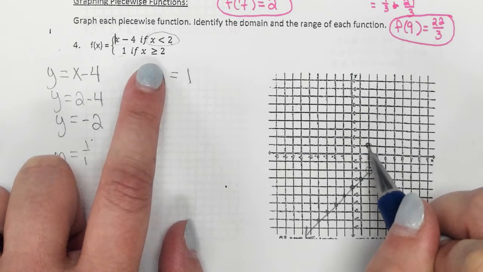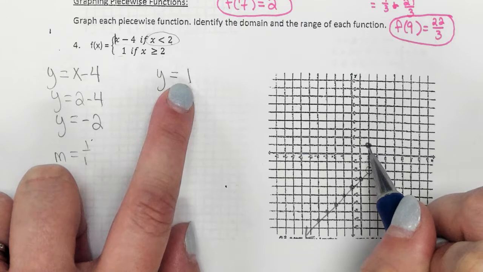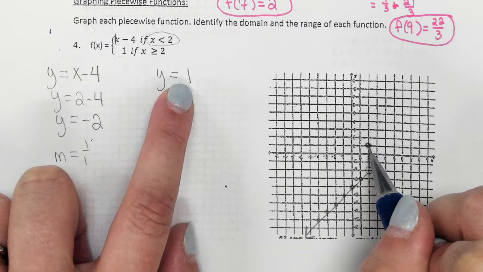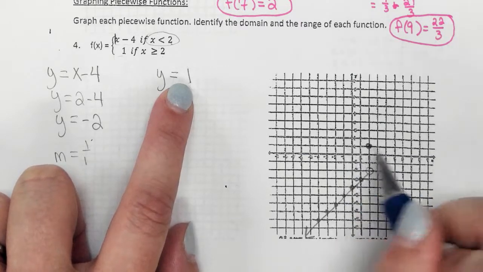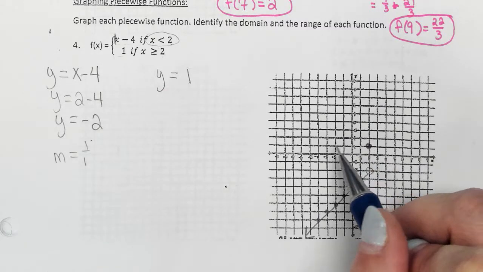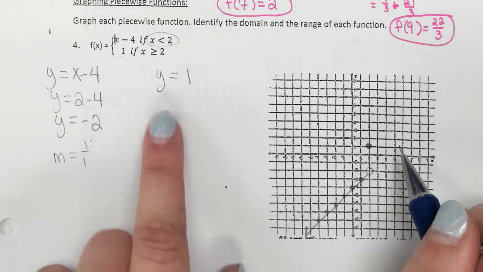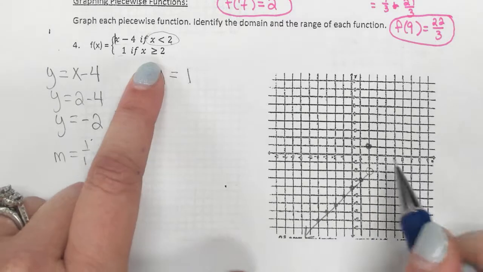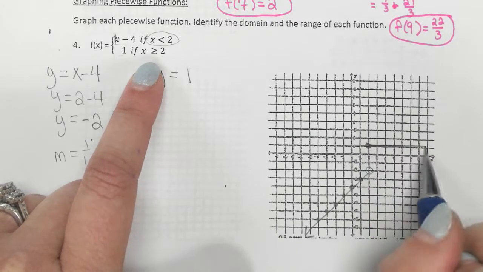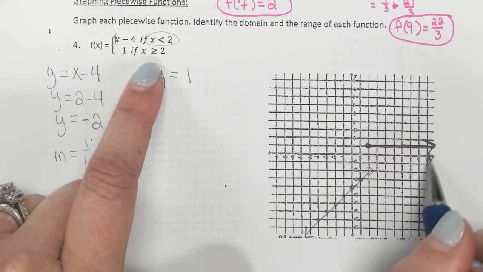Closed dot. Y equals 1 is what kind of line? It's a straight across horizontal line, right? But do I need to draw the piece to the left or the piece to the right? The right, because it's greater than. There you go. It says greater than. It's all the x's that are greater than, to the right.